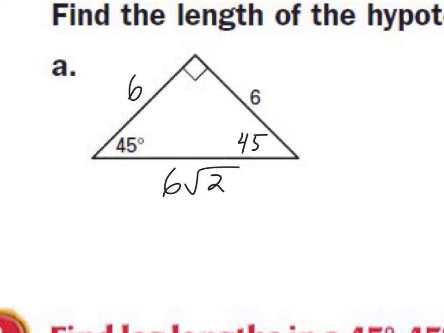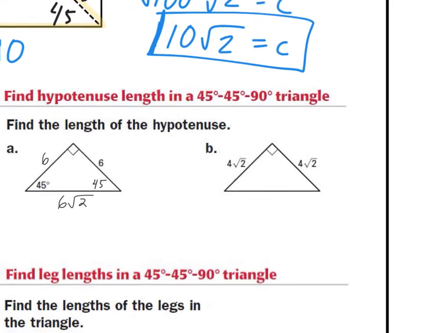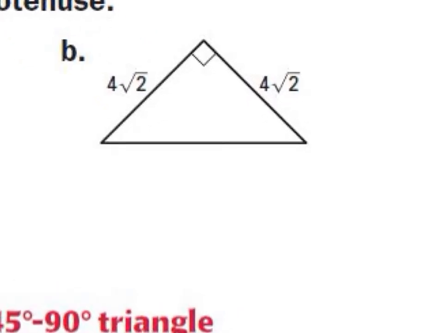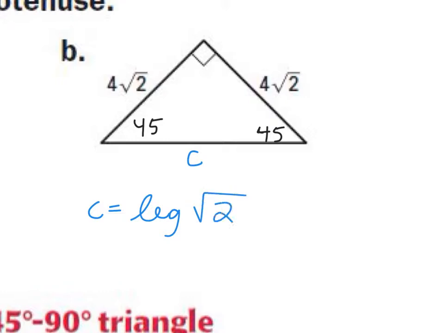So much faster. You want to memorize these because it makes your life easier. We like special right triangles. Next one. This one's a little bit different. So again, this is 45, 45, 90. Has to be because this is isosceles. The two legs are congruent. This side we'll call C for now. The hypotenuse is the leg times the square root of 2.